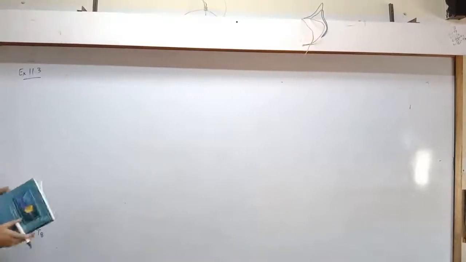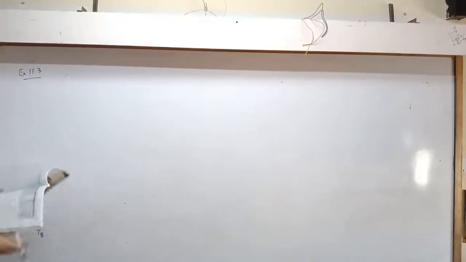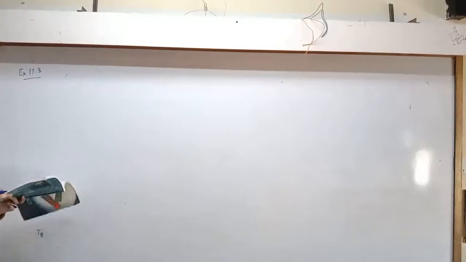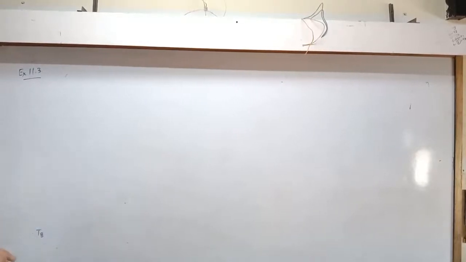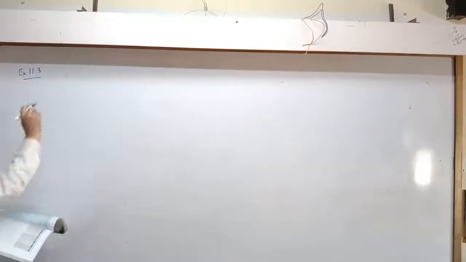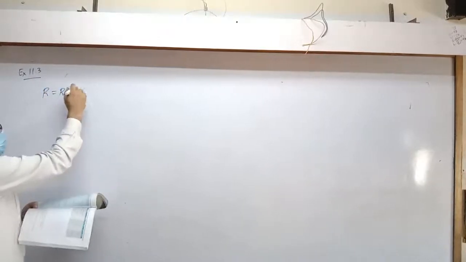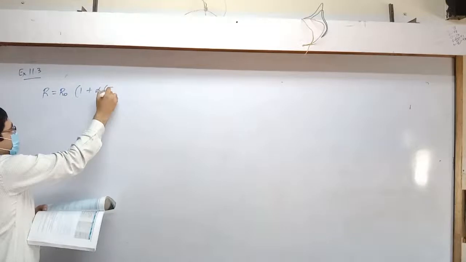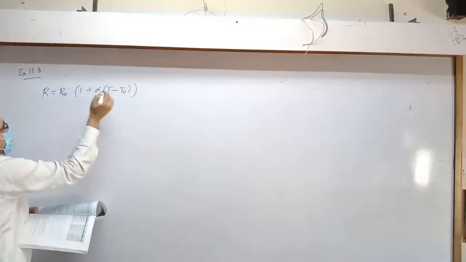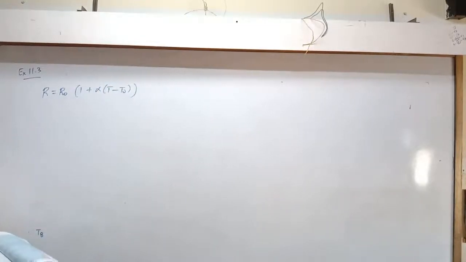So exercise question 11.3: the electrical resistance in ohms of a certain thermometer varies with temperature according to the approximate law. Approximately, this is what we get: R = R0 [1 + alpha (T minus T0)]. Okay, right? So what does this mean here?